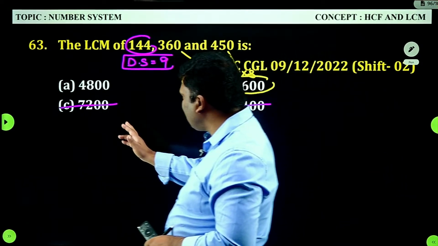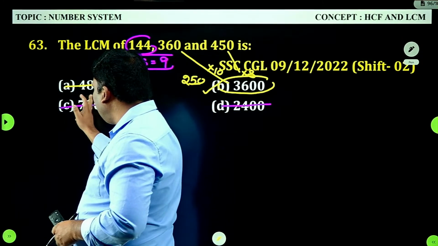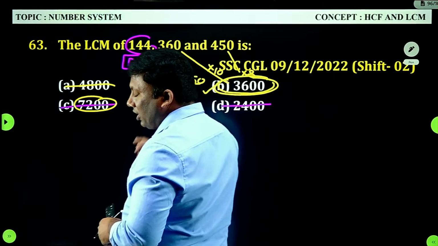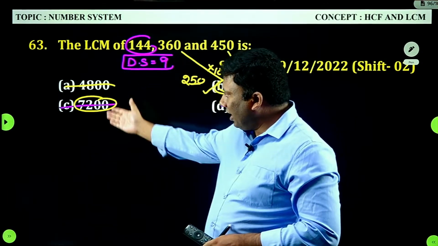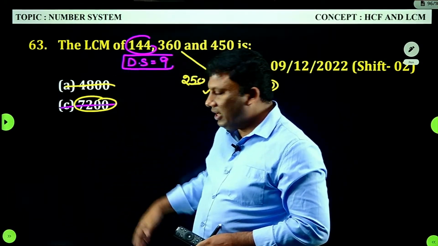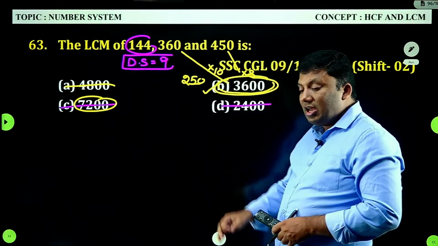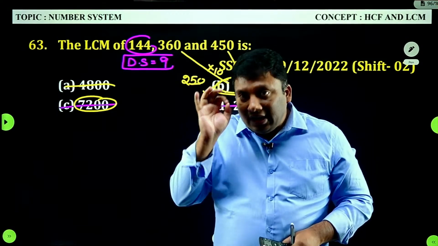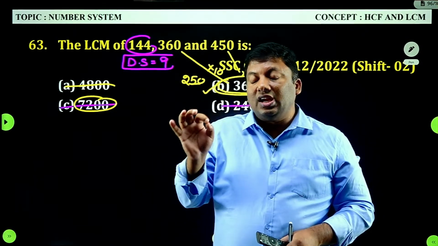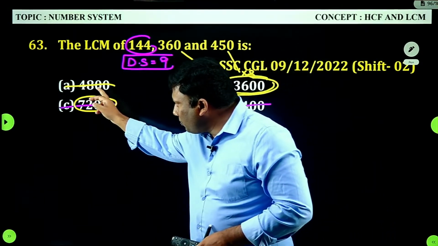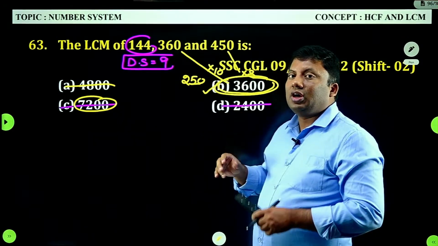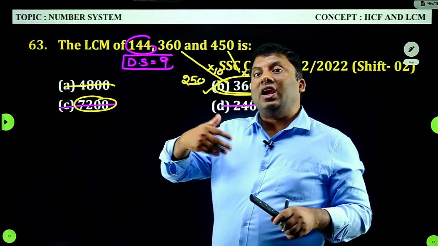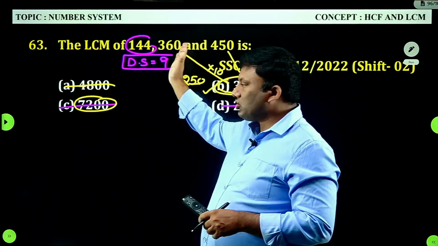Now among 4800, 3600 and 7200, take the smallest. I should cancel out A. Input one number's digital sum is 9. On applying LCM, the answer digital sum should also be 9. Option A out, option D out. If two options' digital sums are 9, then go to the smallest number.